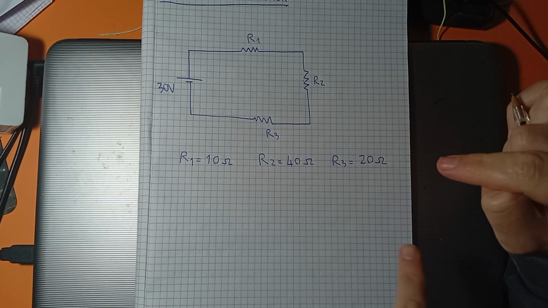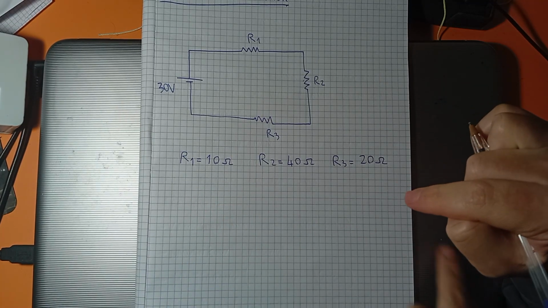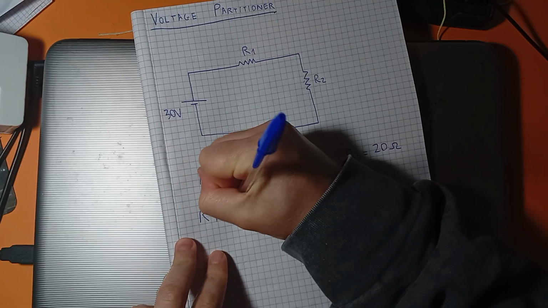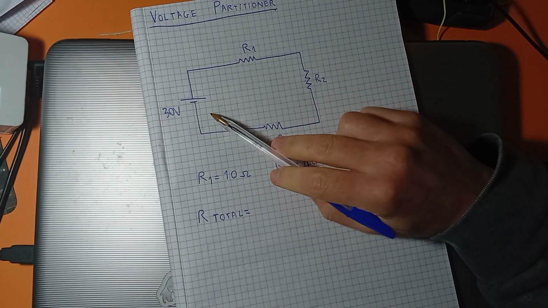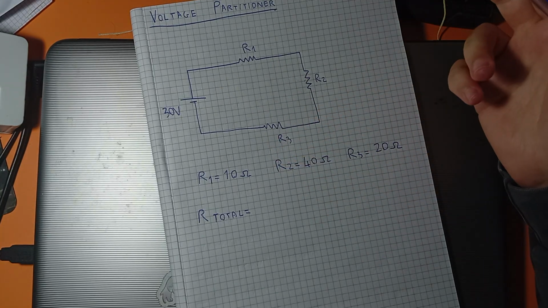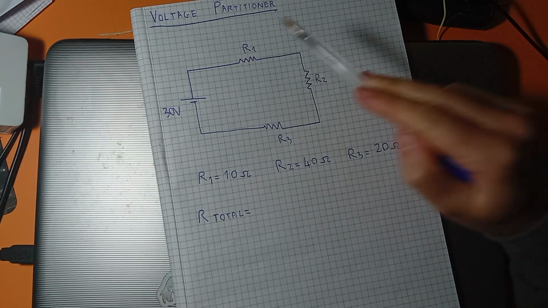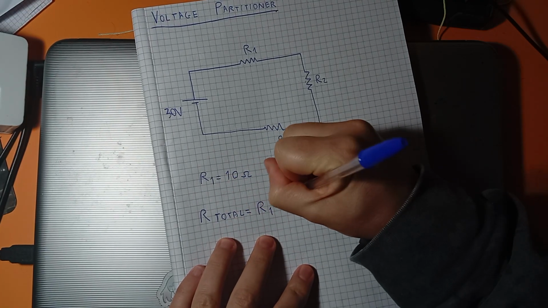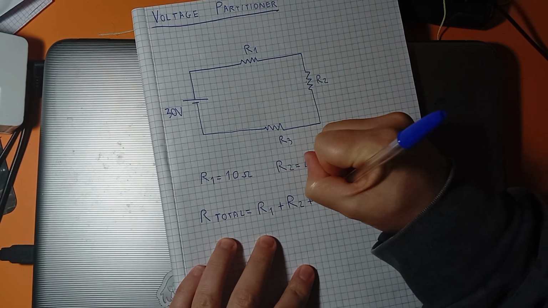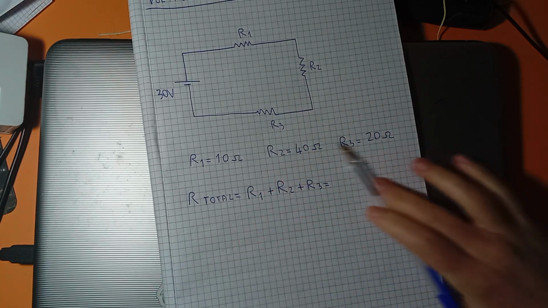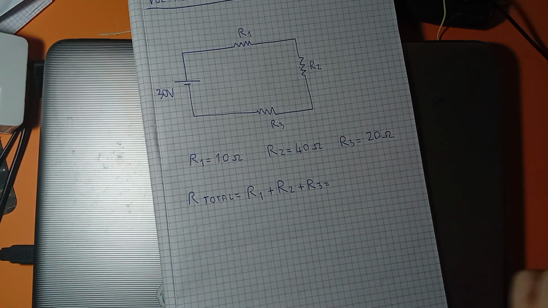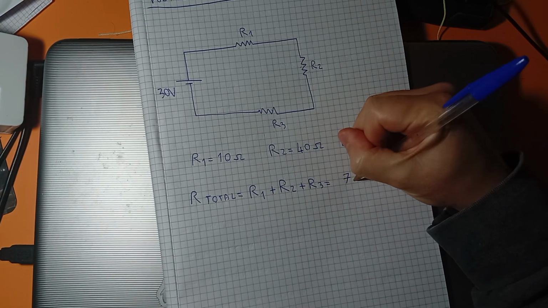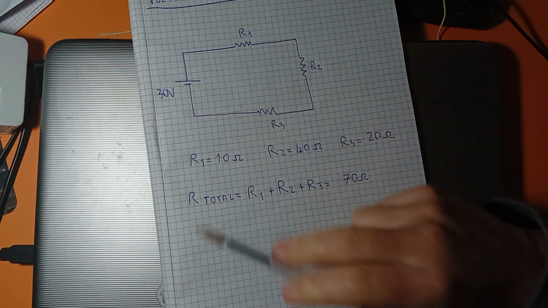The first thing I have to do here is to calculate the total resistance. This is a series configuration, so the total resistance is just R1 plus R2 plus R3. I just add this to this to this, and the result is 10, 50, 70. This is the total resistance in this case.